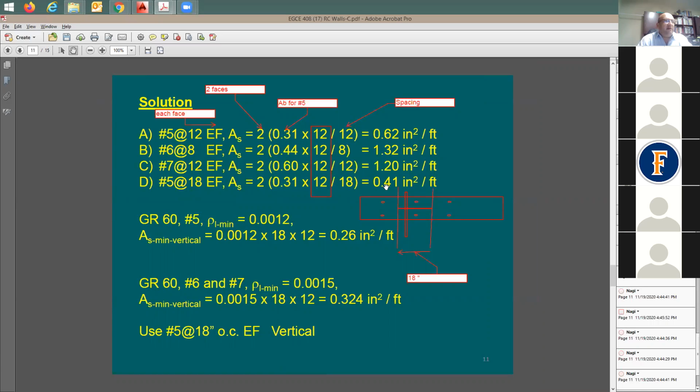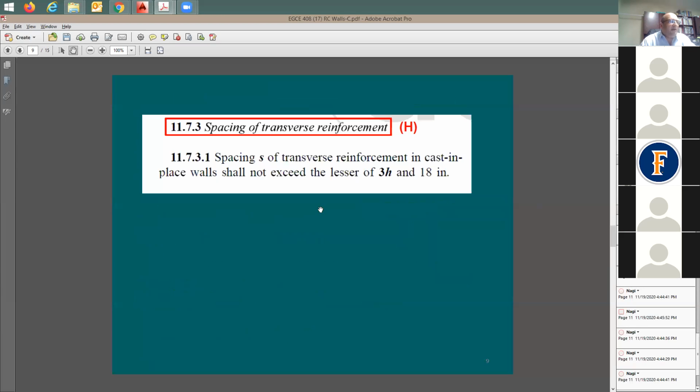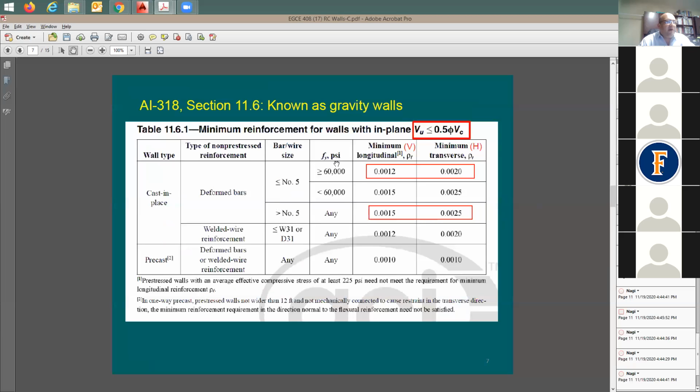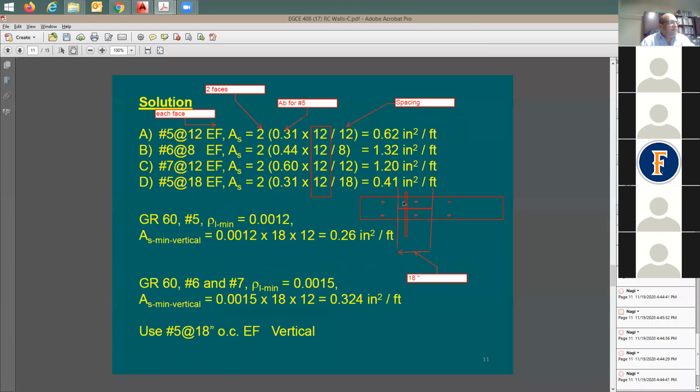Because it's going to give me the smallest amount of reinforcing. Yes, if I'd like to go with number 5, because I have number 5, number 6, and number 7, I'm going to go back here to my table. For number 5, my minimum is going to be 0.0012. For number 5 and larger, it's going to be 0.0015. So okay. What does it mean by 0.0012? How much steel are we talking about?